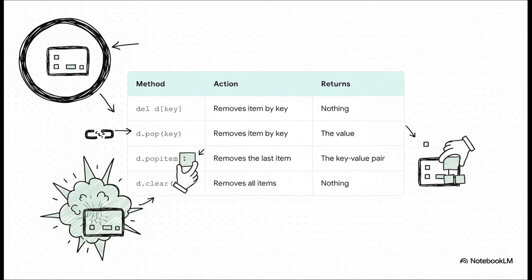Of course, you're going to need to remove things too. You've got four main tools for the job. Del is your straightforward "get this thing out of here" command. Pop is a bit more clever. It removes the item, but it also hands you the value back, which is super useful sometimes. Popitem is great for when you just want to remove the last item you added. And clear? Well, clear just nukes everything and gives you an empty dictionary to start over.